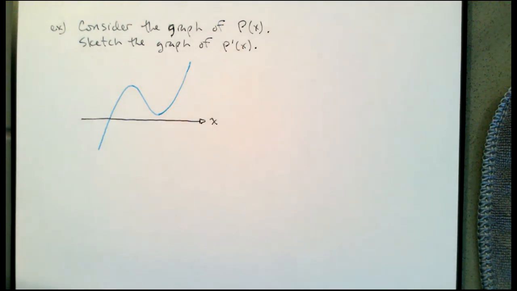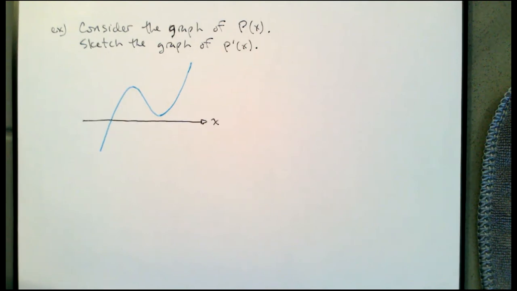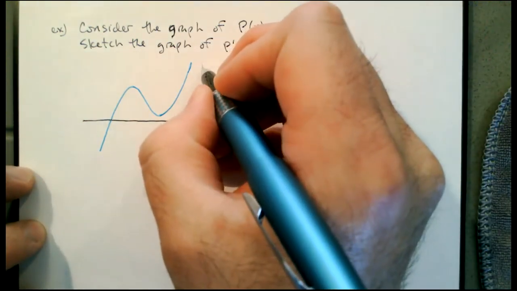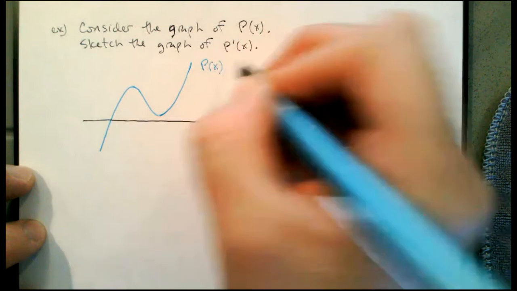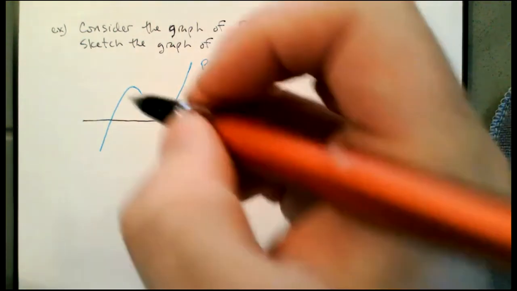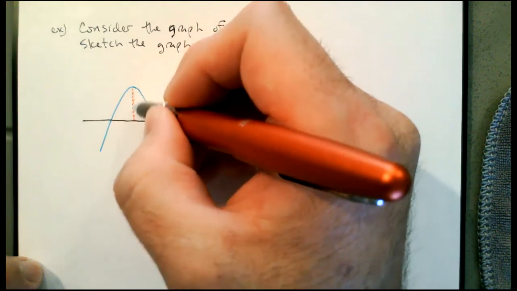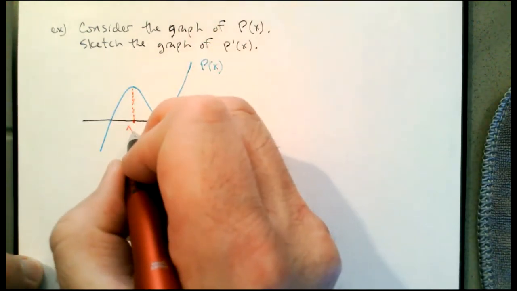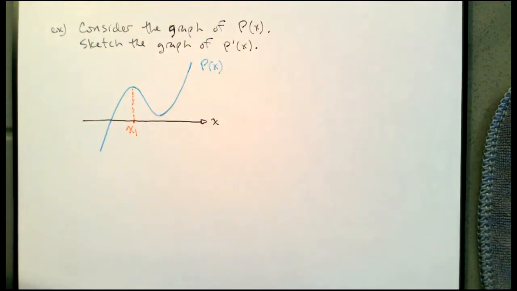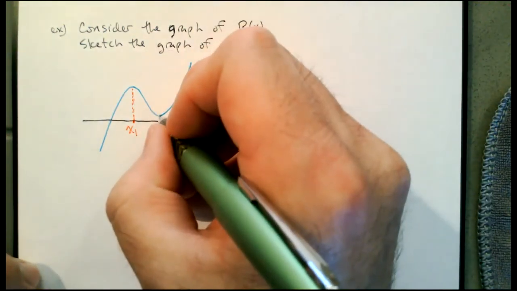What we want to read about the graph of p of x is where it is increasing and decreasing. And then we'll use that information to determine where p prime of x is positive and negative. So the first thing that we need to consider is where the graph of p of x is increasing, decreasing, and flat. There are 2 points that are of interest where p of x flattens out. I'm going to say this happens at x1, and there's another point where the graph flattens out, and I will call that x2.